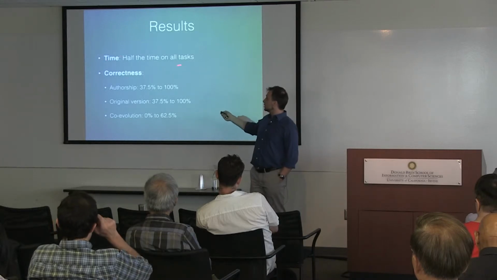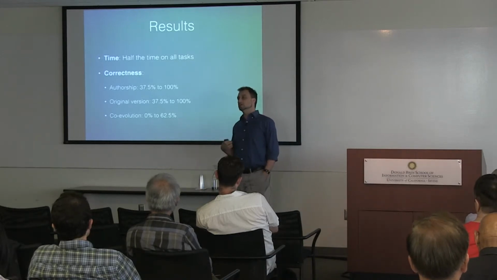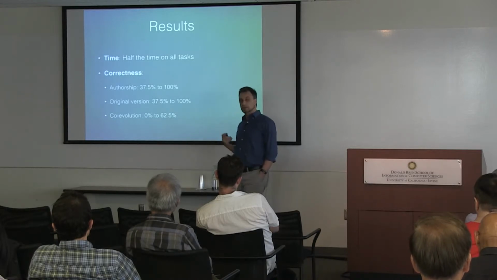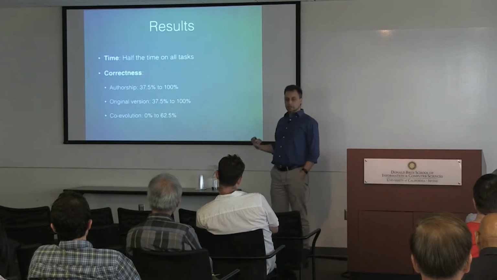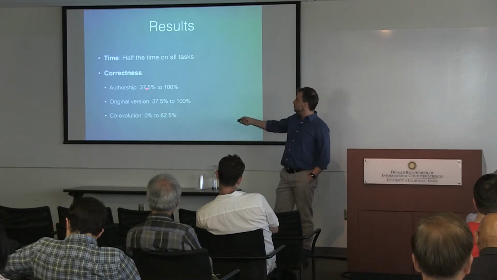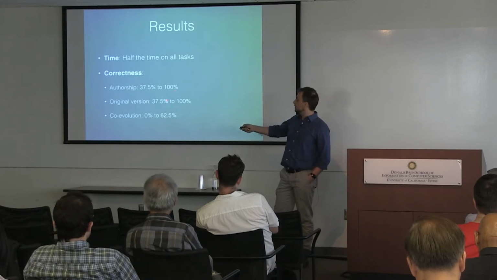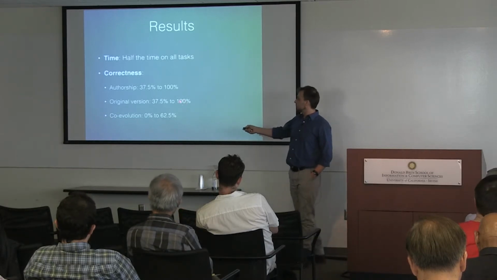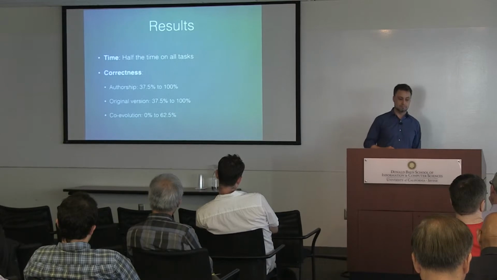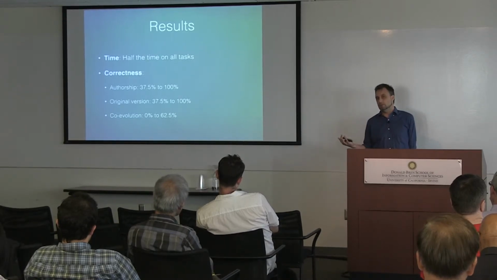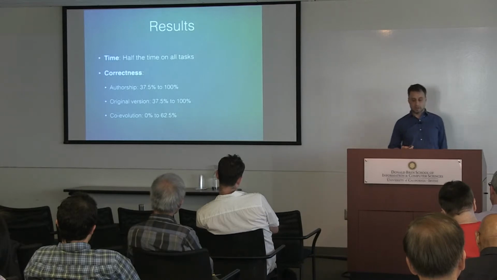In terms of time to task completion, with the Chronos tool, they always got the result in about half the time of the people who had the traditional tools, and their correctness was not even comparable. When they finally turned in their answer, we had about 37.5% correctness on average for the authorship task. It went up to 100%. The original version task went from 37.5% up to 100%, and coevolution went from 0, none of them were able to get it done correctly, up to 62%. So even our tool wasn't sufficient to make sure that everybody answered this perfectly, but we did a lot better.